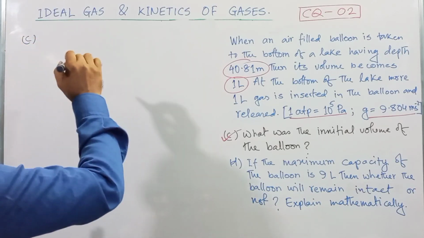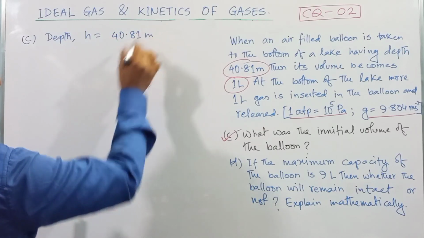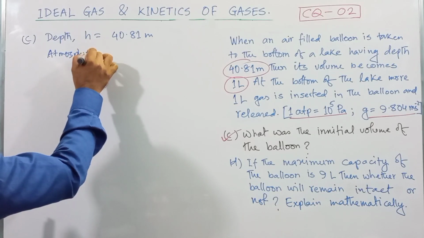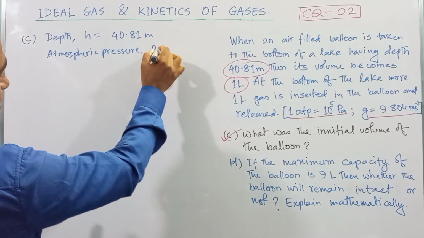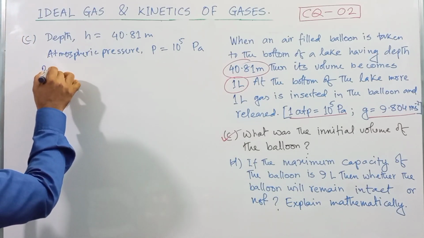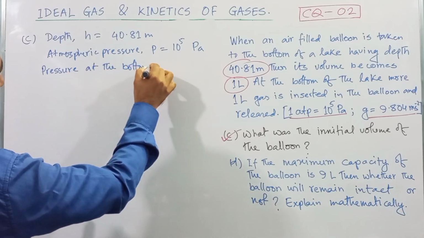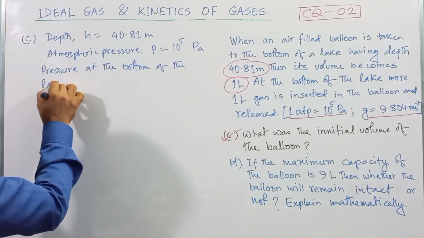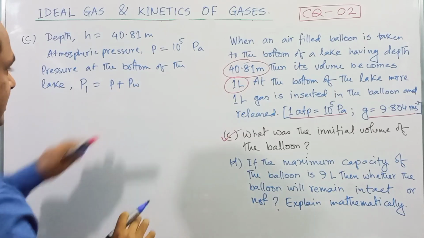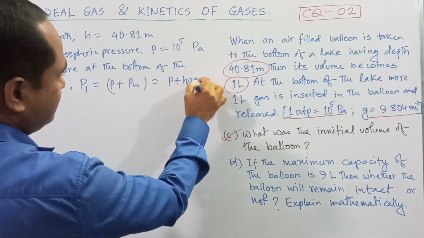Here the depth h is equal to 40.81 meter. Atmospheric pressure, which is denoted by P, P is equal to 10 to the power 5 Pascal, right? So the pressure at the bottom of the lake, if denoted by P1, P1 is equal to P plus PW, that is, atmospheric pressure plus pressure due to water, which can be expressed as P plus h rho g. Okay.